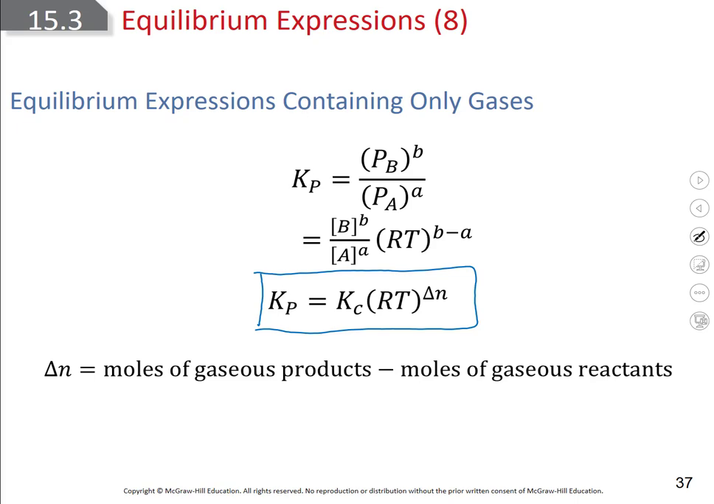Yes, so this is a power. Raised to the delta N. Now, notice just the RT is raised to that delta N. The Kc is on the outside of that parentheses. So when you are doing this, make sure you keep track of where your parentheses are in your calculator. Only RT is raised to that delta N power. And then on the outside of that, you multiply by Kc.